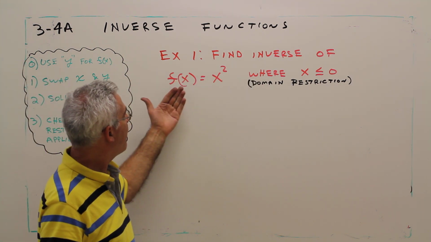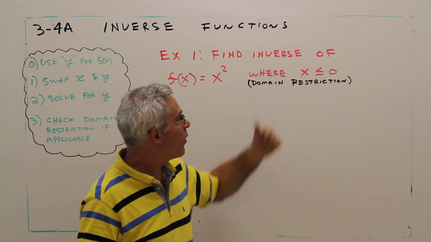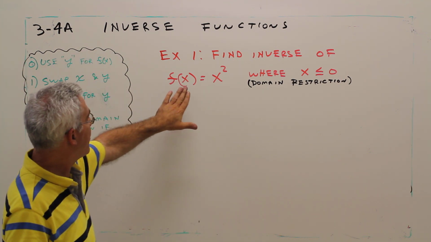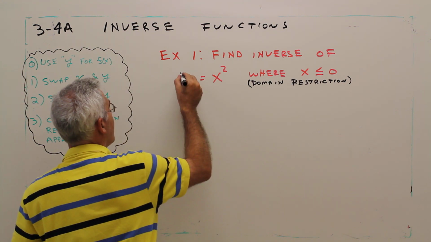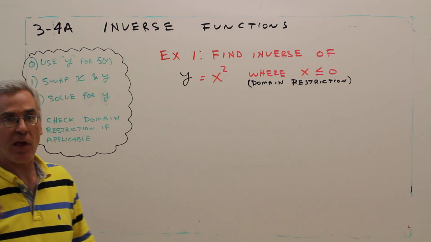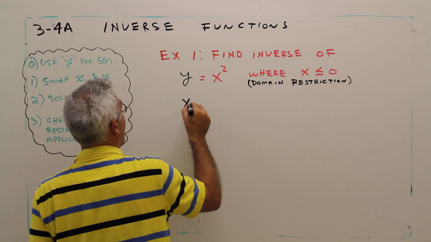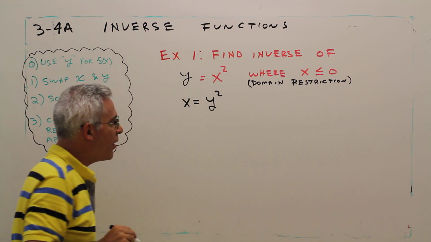Find the inverse of f of x equals x squared with the domain restriction x is less than or equal to 0. Okay, the first step is to just replace f of x with y. I'll just do that as such. And then the next step is to swap x with y. So we'll get x equals y squared.